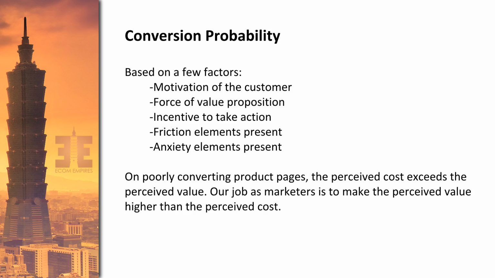Anxiety elements present. This is like lack of trust. So can they see, does your site have an easily identifiable return policy, shipping policy? Does it have a phone number? Does it have an address? And these different types of things. Does it have trust badges? Does it have reviews? These are all anxiety elements if you don't have them.